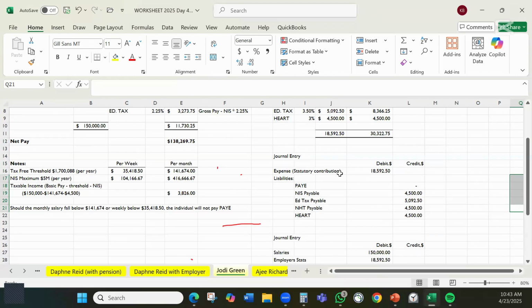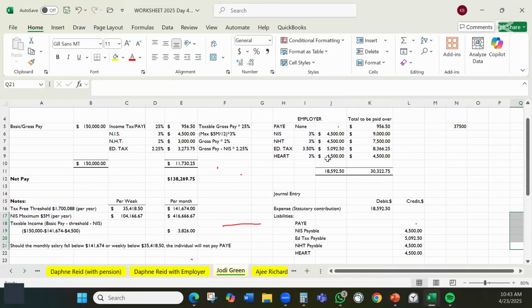Okay, so remember now the expenses, and if you look above, you will see the expenses for the employer. This is what we need to record in our books. Make sure you don't bypass it. It's an expense to you, so it's going to reduce your profit. So this 18,592.50 is an expense, and these figures, which are the employer's portion, are every debit with a credit. The 18,592 is payable to the government for the employer.